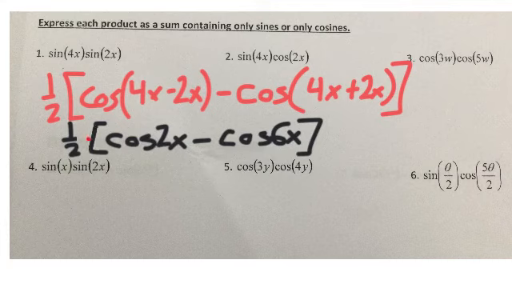Now I could distribute that half to both of them, but that's really not helping me get any better answer because that half would just be stuck out front. So this is my final answer here.